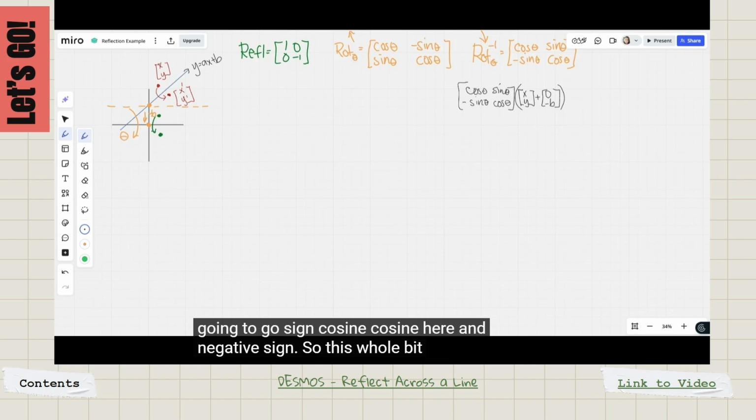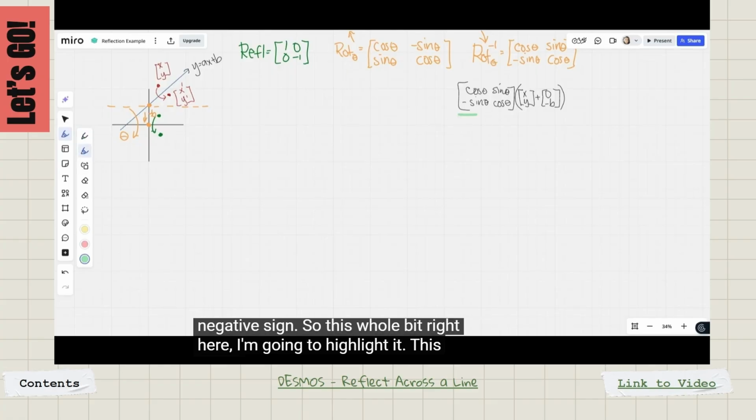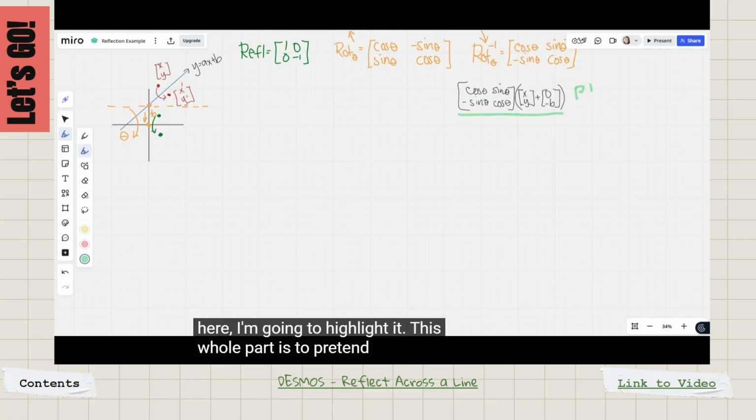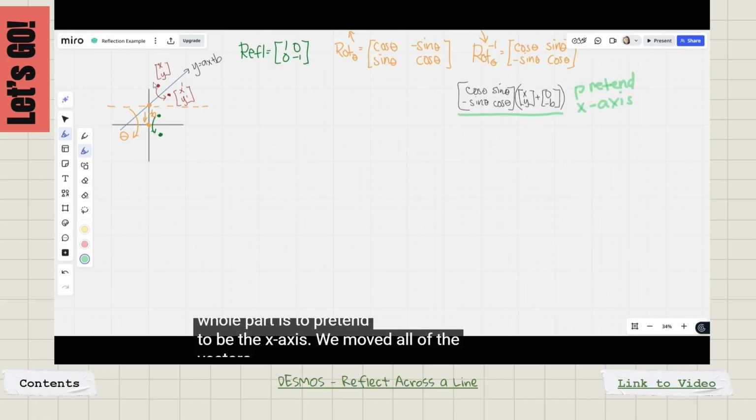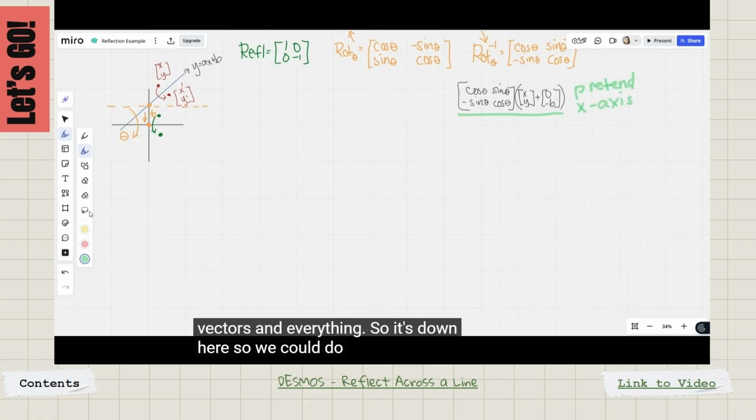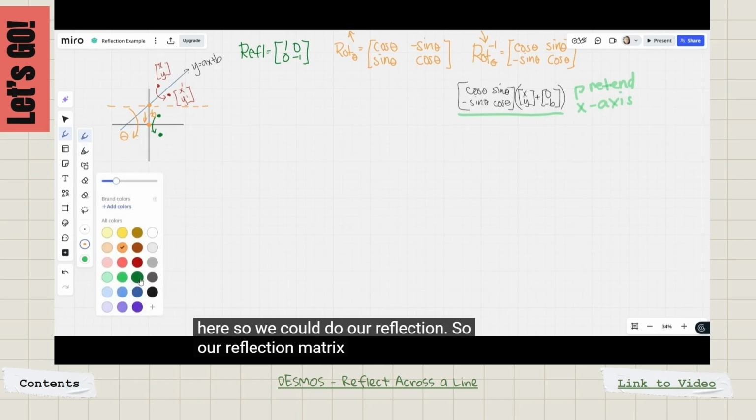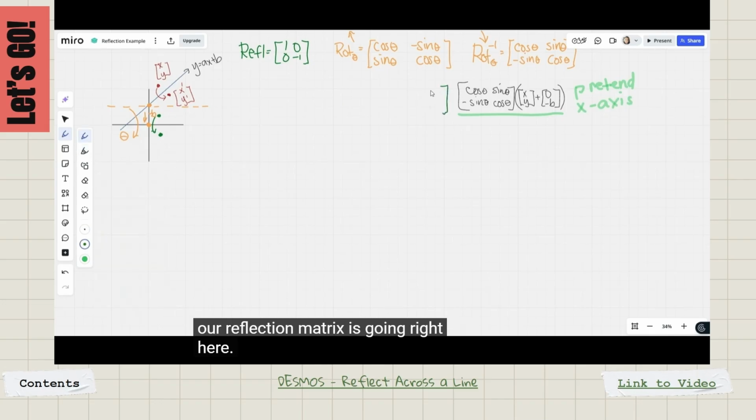So this whole bit right here, I'm going to highlight it. This whole part is to pretend to be the x-axis. We moved all of the vectors and everything, so it's down here, so we can do our reflection. So our reflection matrix is going right here. 1, 0, 0, negative 1. So this was the whole point. This is the reason we're doing all the things. So we're reflecting across the x-axis. We moved this line, slid it down, and then rotated it, and pretend it's on the x-axis. We're going to do the reflection.